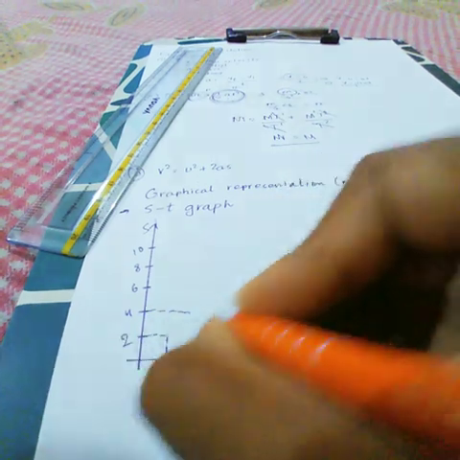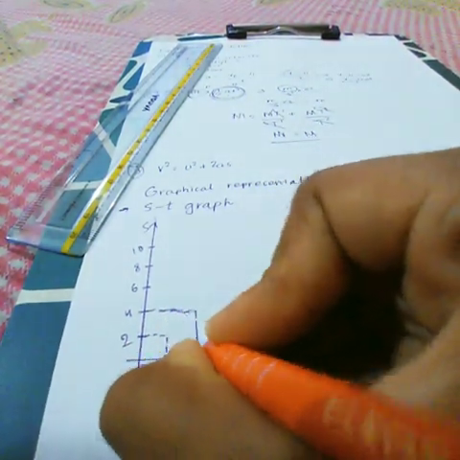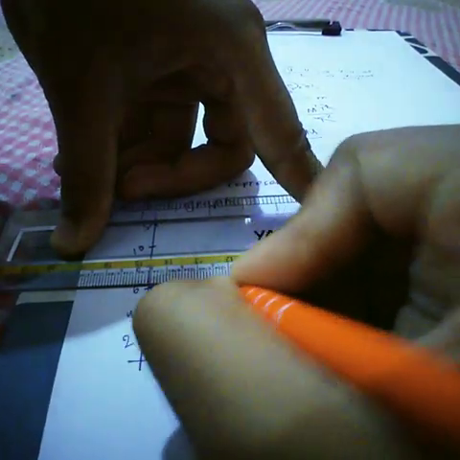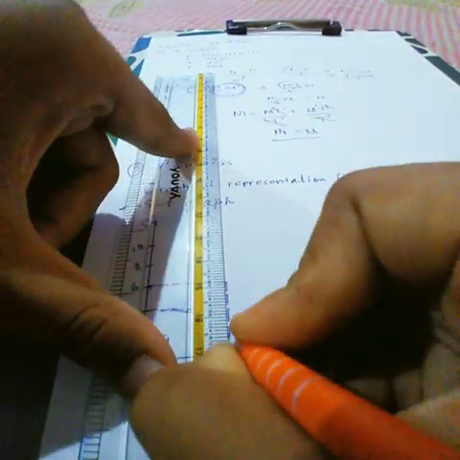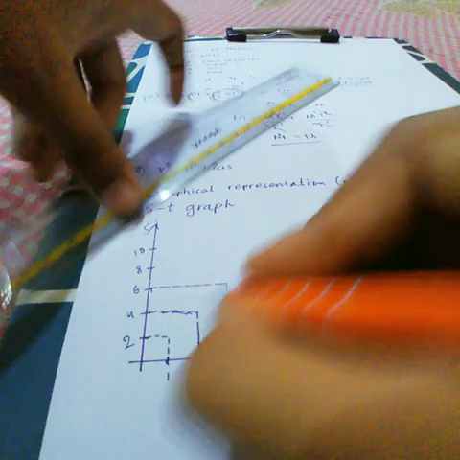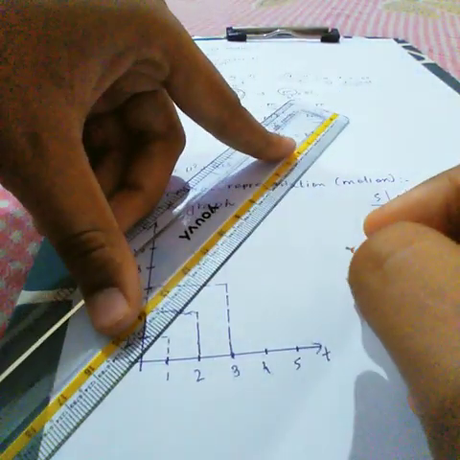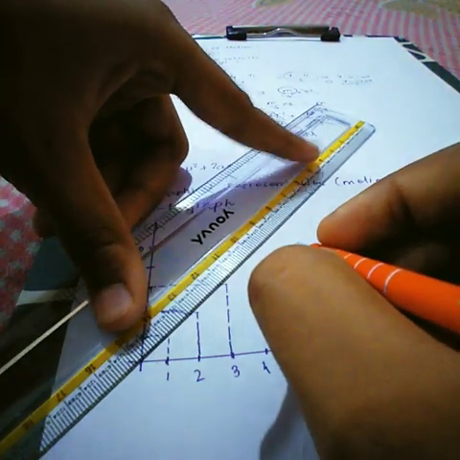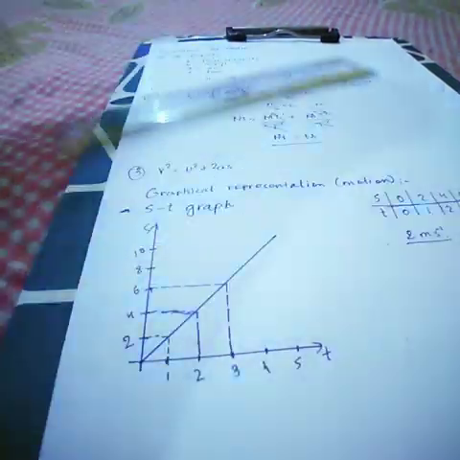Now we can locate the points like this, matching it with the second, then again sixth with the third, and from this it continues entirely, and now we can see that it is a straight line. We can clearly see that it is a straight line.